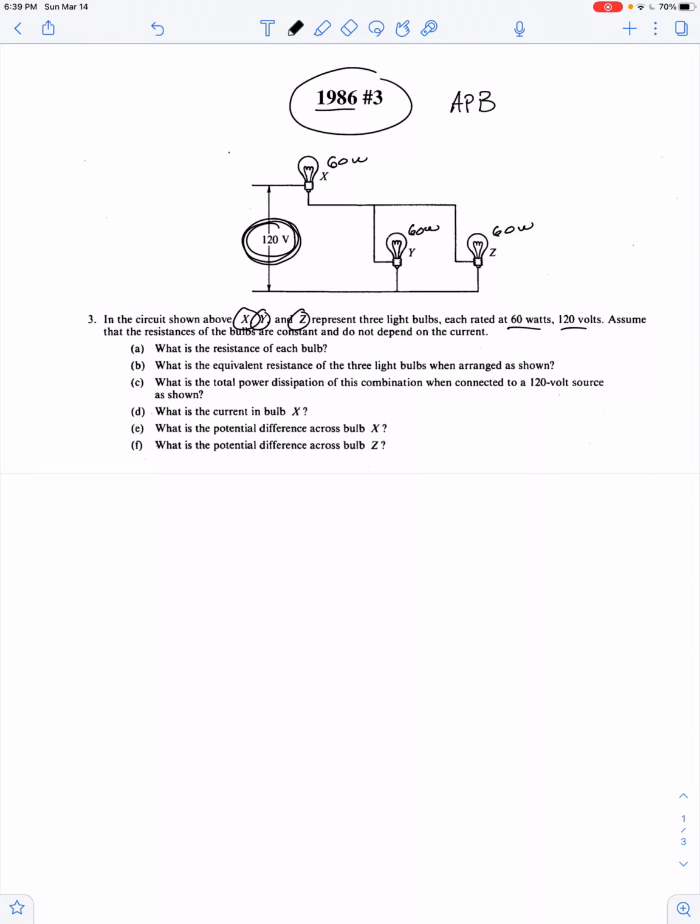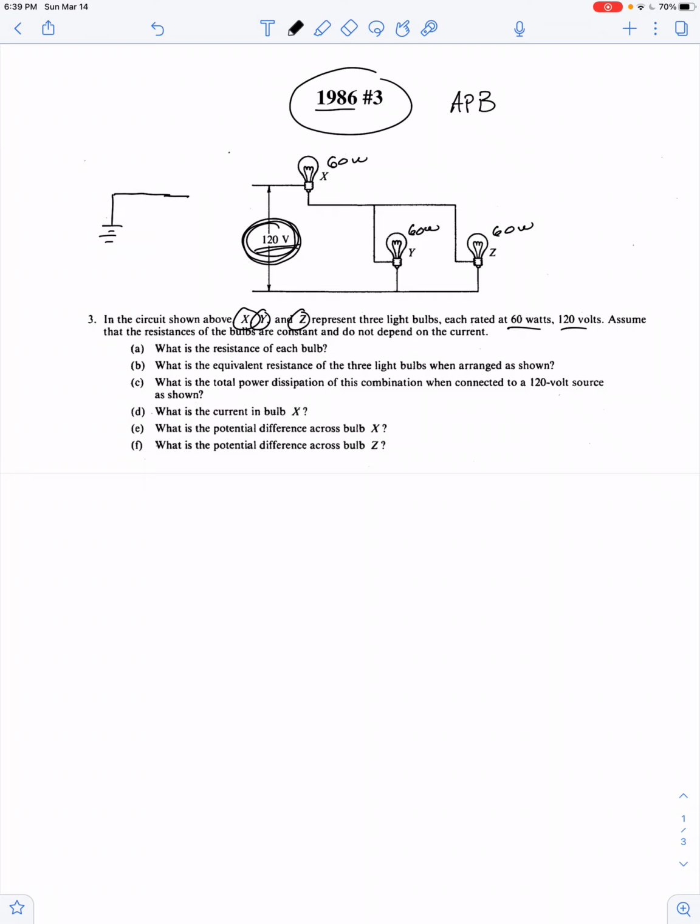Now we're simplifying the behavior of this circuit. We're treating it as if a household outlet provides DC. It behaves the same way, right? As long as we're using this RMS value, this root mean squared value of 120 volts, then the power provided by the light bulbs is the same if we treat it as if the outlet provides DC. So that's how we're going to approach this problem.